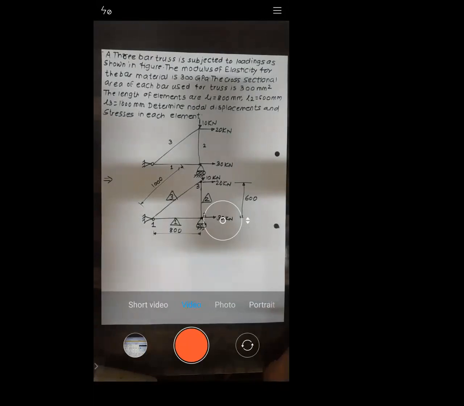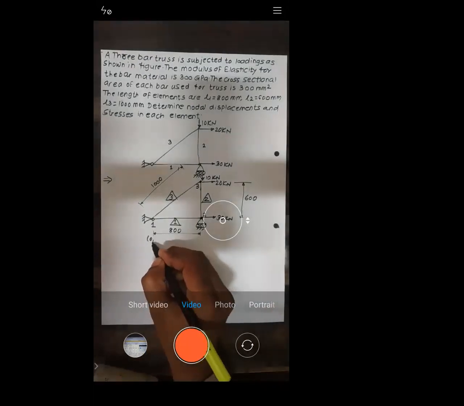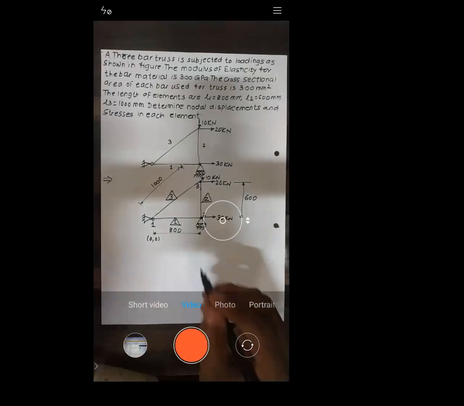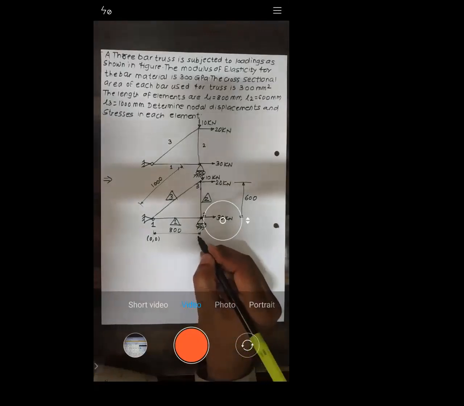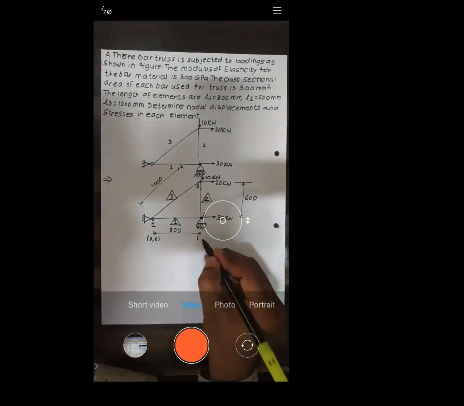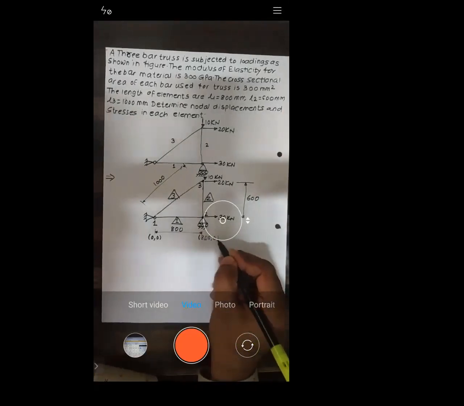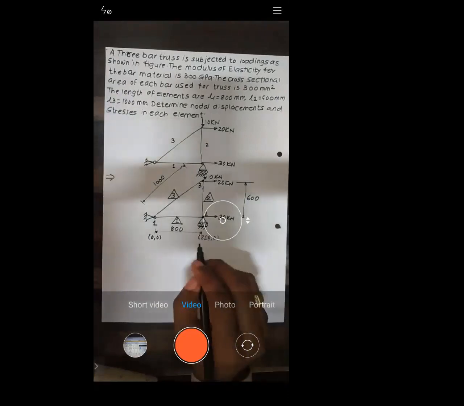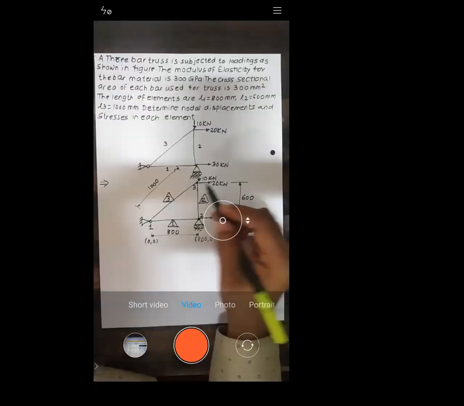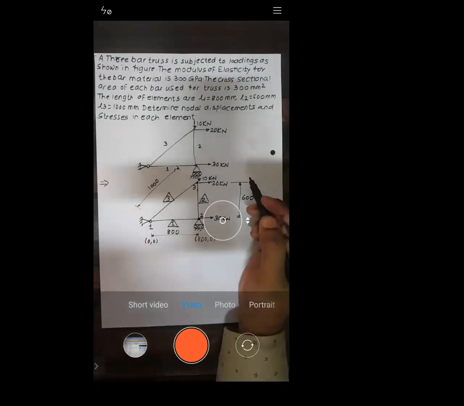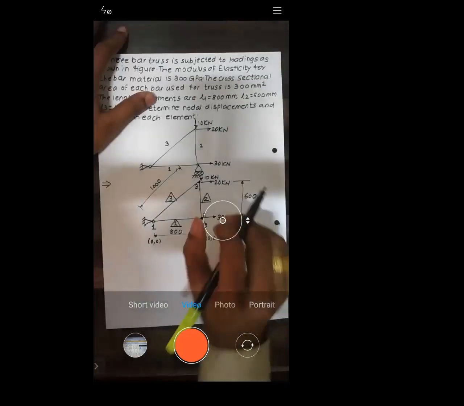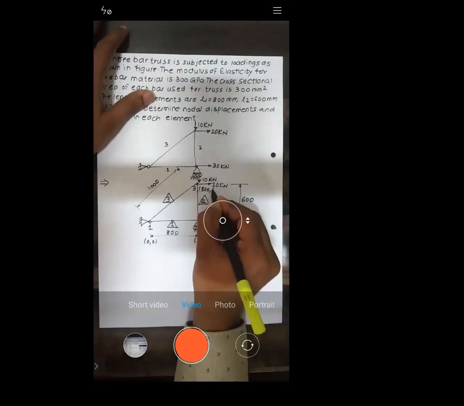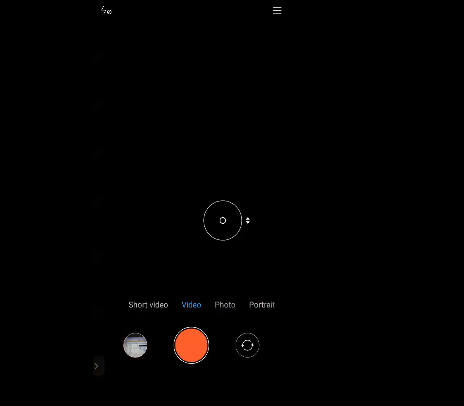Right. So what I will do, I will assign its coordinate as 0, 0. For node 1, I am assigning 0, 0. Its coordinate, tell me. It's 800, 0. For node number 3, it's 800, 600. Is it okay or not? Node number 1. Yes, sir. Correct. 600. Okay.